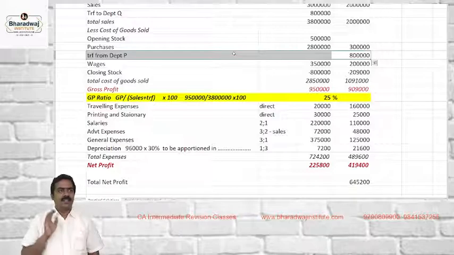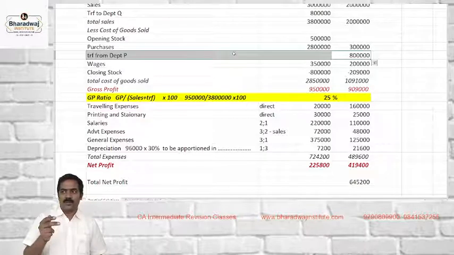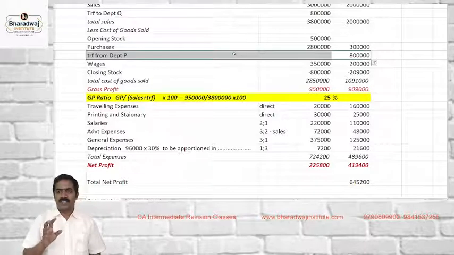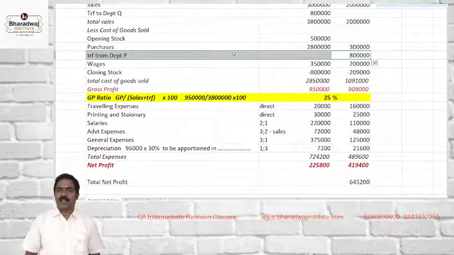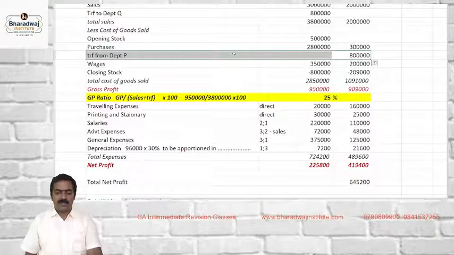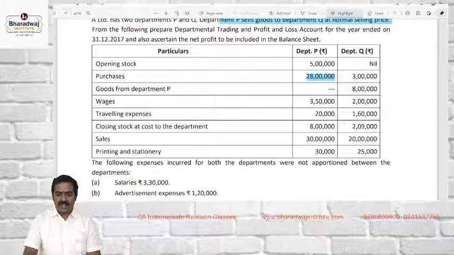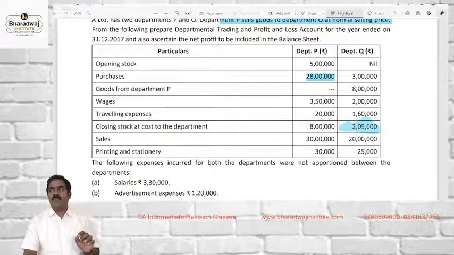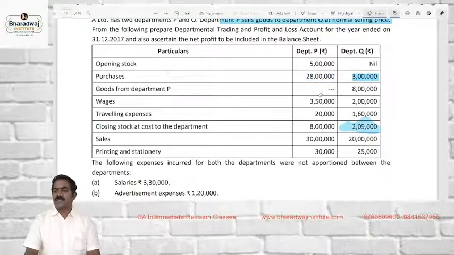Pay attention. Who transferred stock? P. To whom? Q. How much? 8 lakhs. Do you keep everything in the closing stock? No. Now, look at Q's closing stock. What is Q's closing stock given in the problem? 2,09,000. My question is, is it entirely from the other department? Look, they also have their own purchases. Department Q has its own purchases.